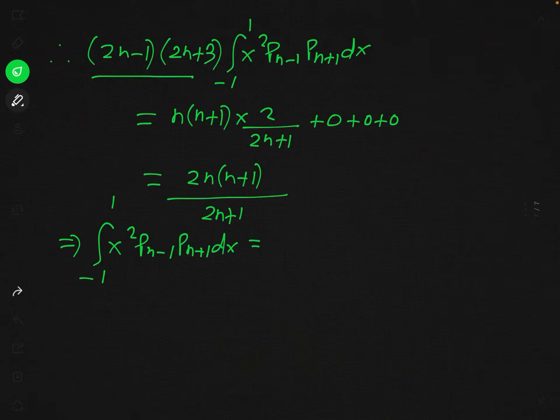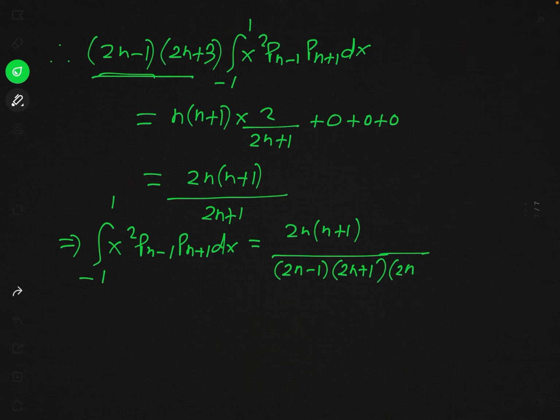And this will be what? We will simply divide the RHS by this factor. So this will be 2n into n plus 1 over 2n minus 1, this factor here, divide into 2n plus 1 into 2n plus 3. And you can see this is the result which actually we have to prove.